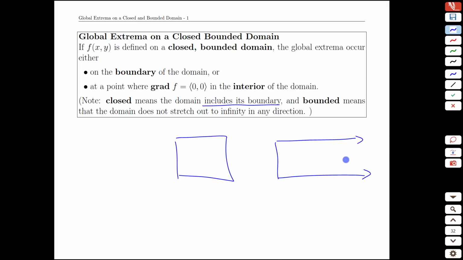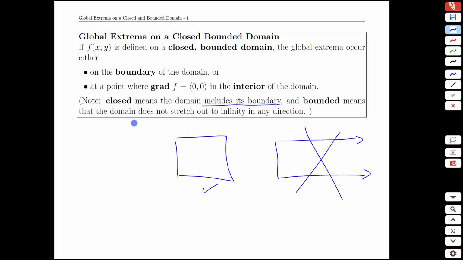Say a region that's rectangular in shape but goes out all the way towards infinity. That's not something we're going to consider. This would be allowed. So what does it benefit us to look at this kind of particular subproblem? Well, if we have a closed and bounded domain, we can guarantee that the global extrema of the surface over top of this region is going to occur in one of two places.